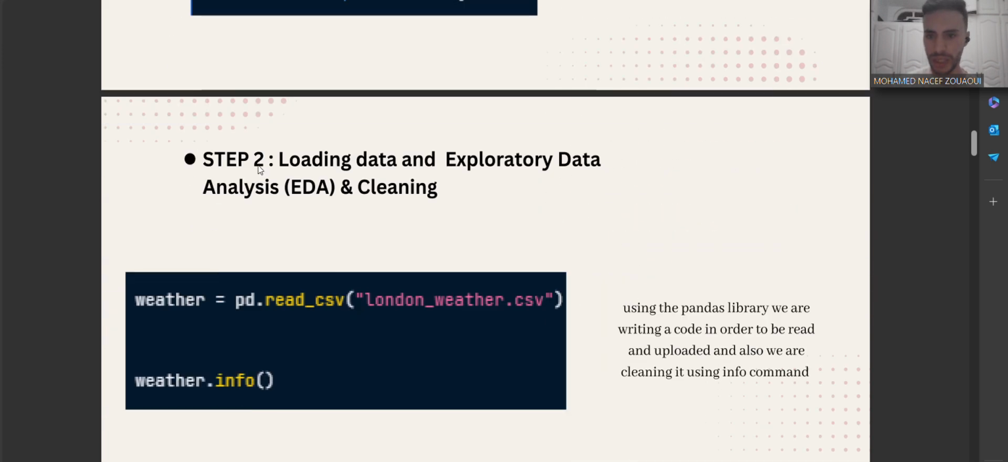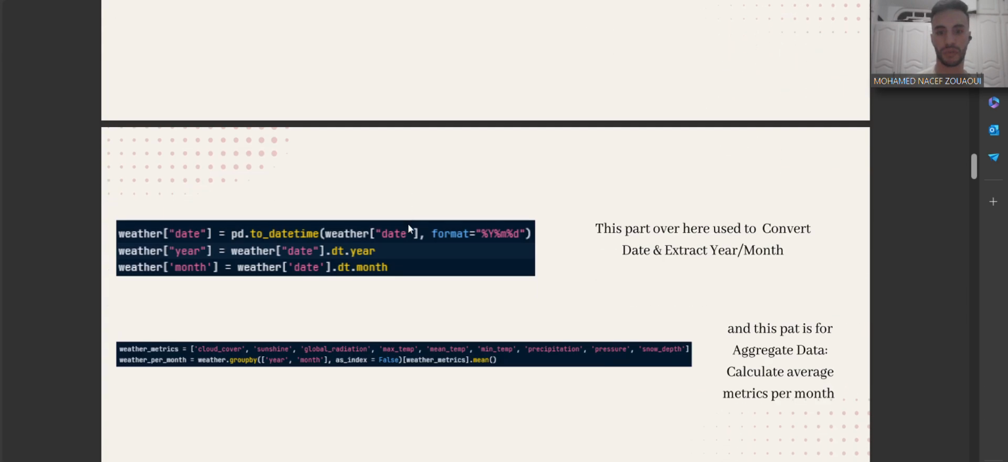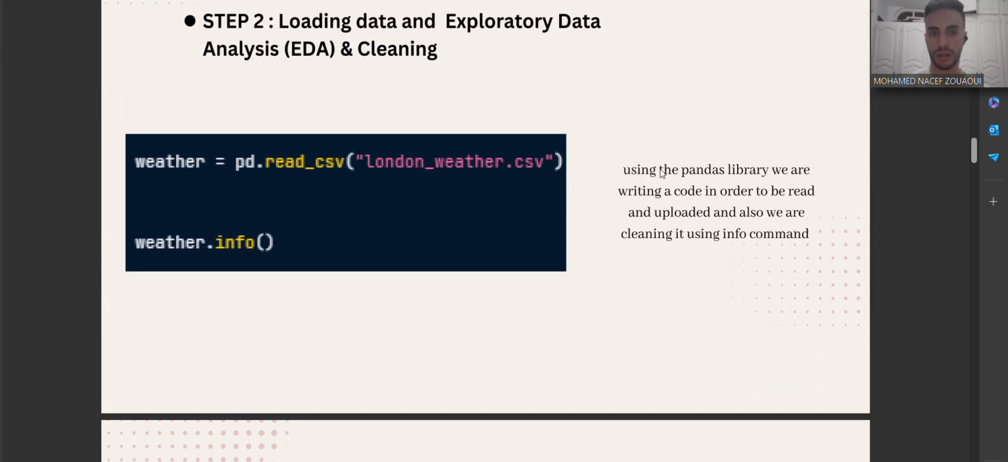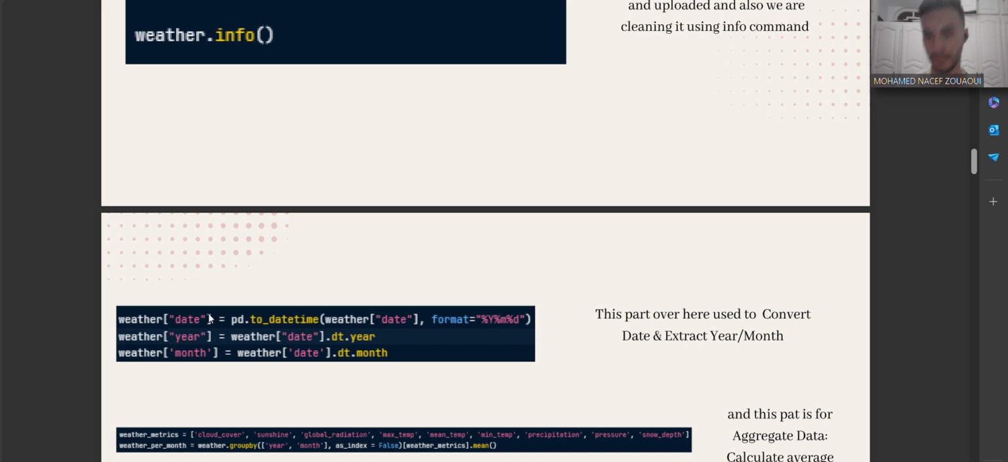Next step, we're gonna load data and explore it, and we're gonna analyze it also, and we're gonna see something called cleaning, and of course it's divided here. Using the pandas library, we are writing code in order to read and upload the data, and also we are cleaning it using the info command. For example, pd is from pandas, and read_csv takes the name of the dataset given, and info provides some information, and we're gonna use it to clean the dataset if it has missing values or something.